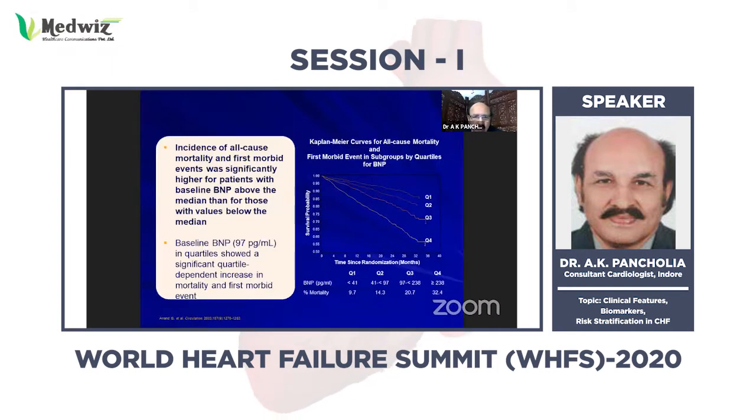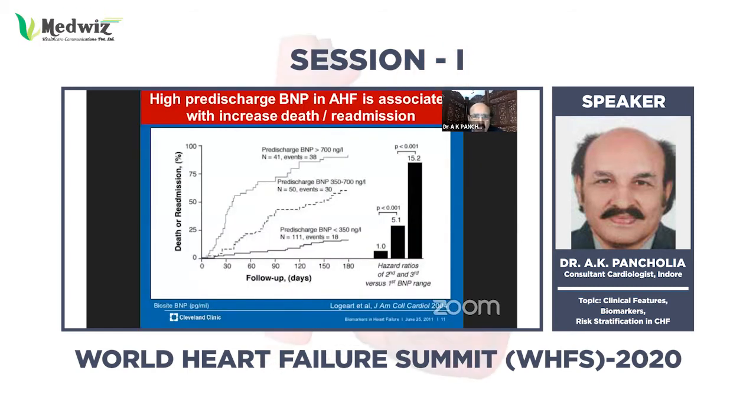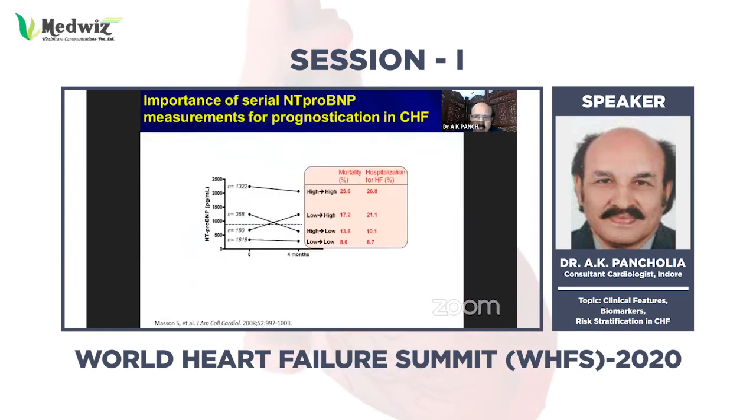And the incidence of all-cause mortality and the first morbid event was significantly higher for the patients with the baseline NT-proBNP above the median levels than for those with the values below median. And higher pre-discharge BNP in acute heart failure is associated with increased death and readmission. There is the importance of serial NT-proBNP measurement for the prognostication of chronic heart failure or congestive heart failure.